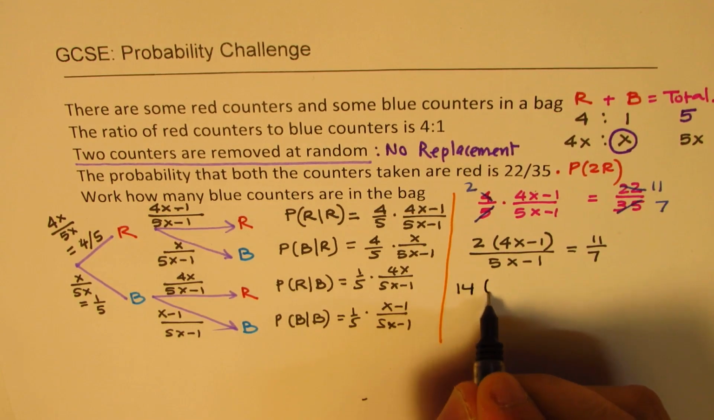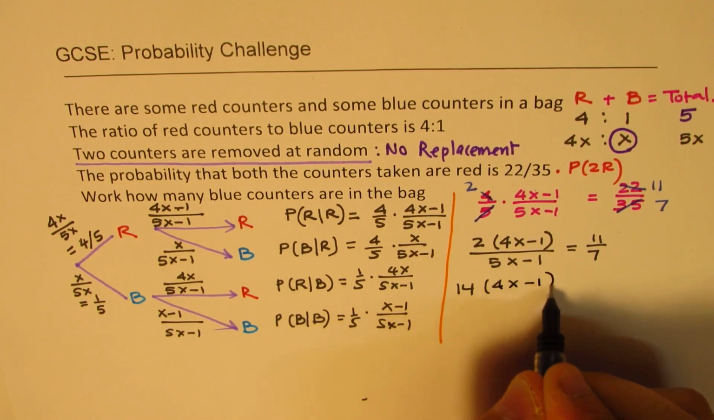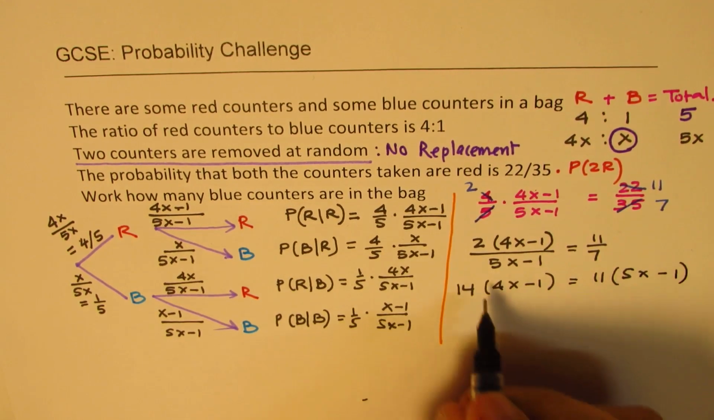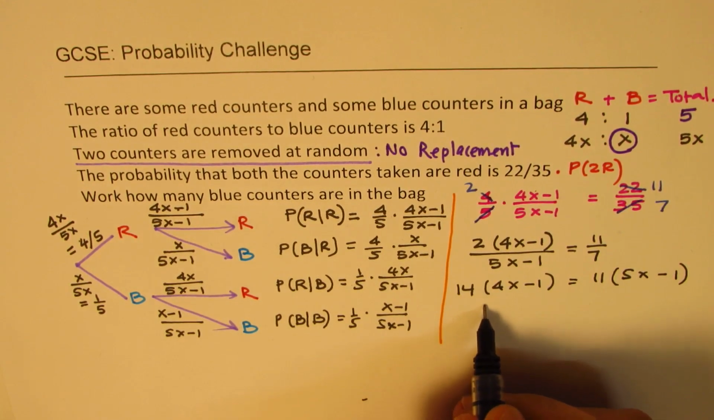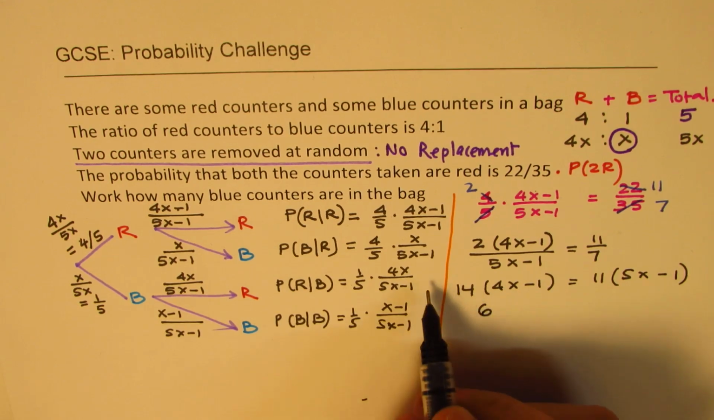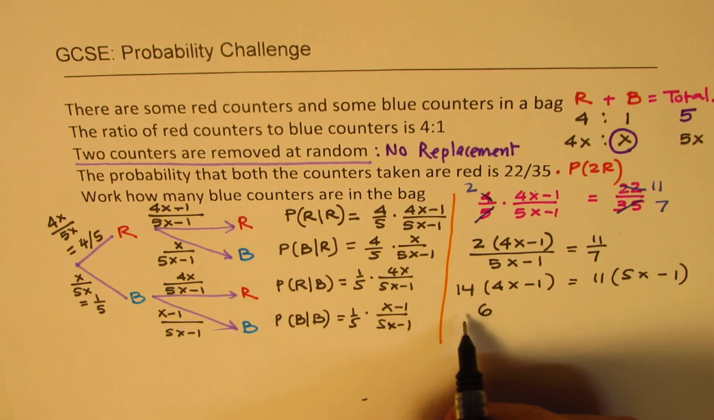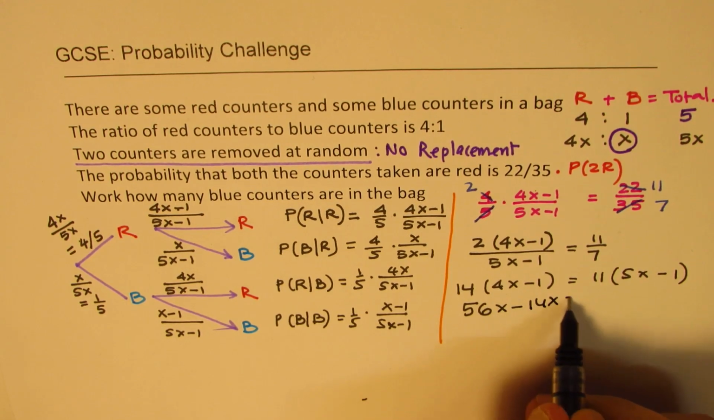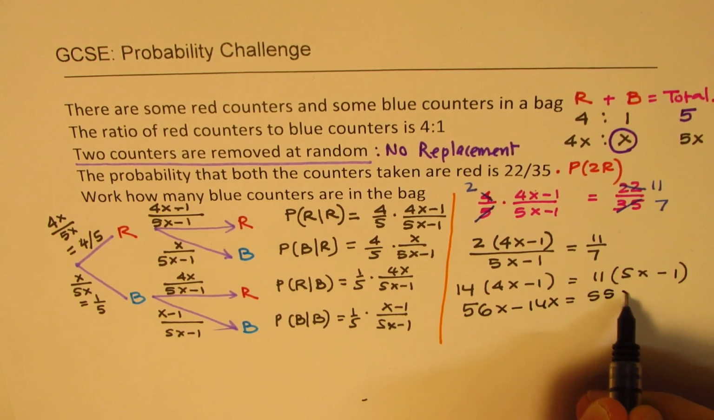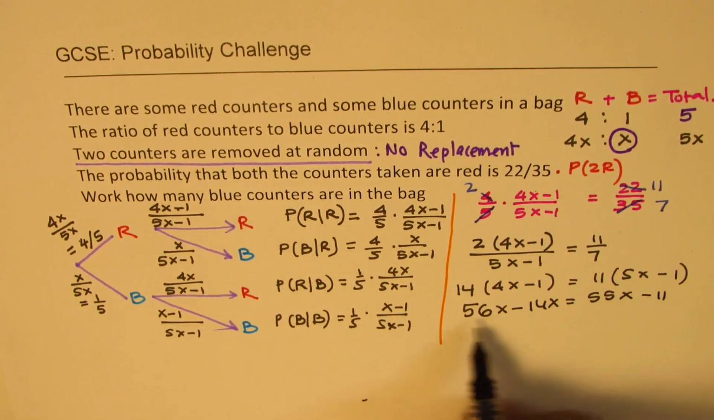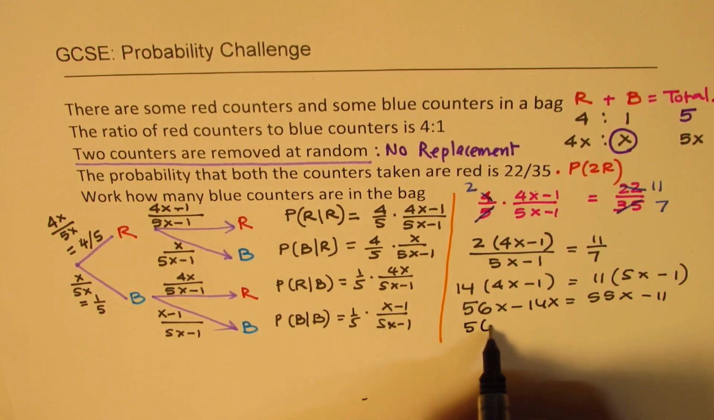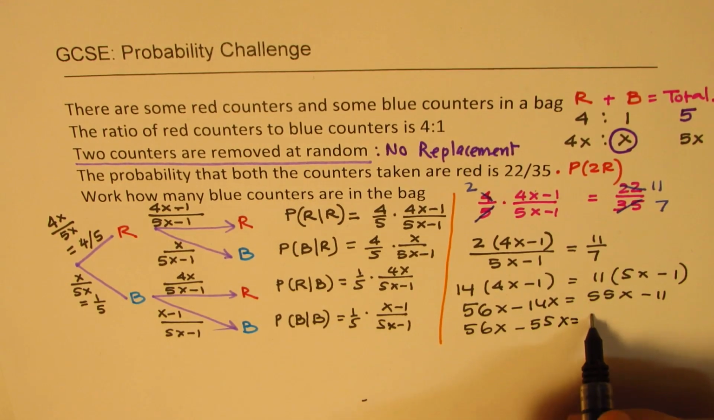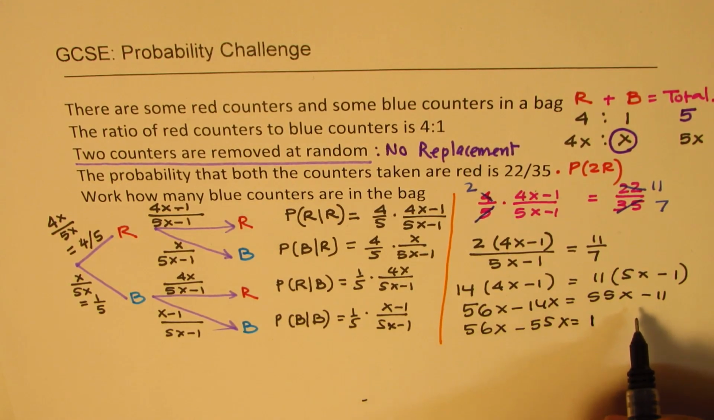So we get 14 times (4x minus 1) equals 11 times (5x minus 1). So that gives you 4 times 4 as 16, right? And 4 times 1, 4, and 14 times 4 is 56, so 56x minus 14 equals 55x minus 11. Now bring the x's together. So we get 56x minus 55x equals, we'll take 14.